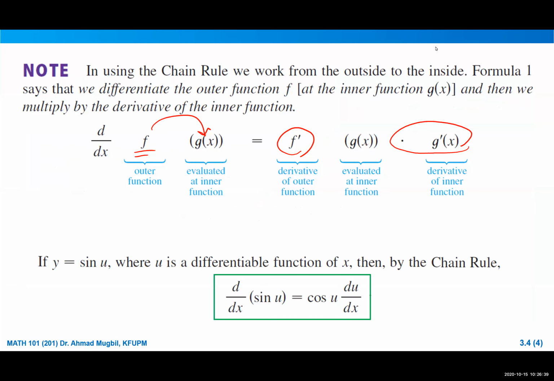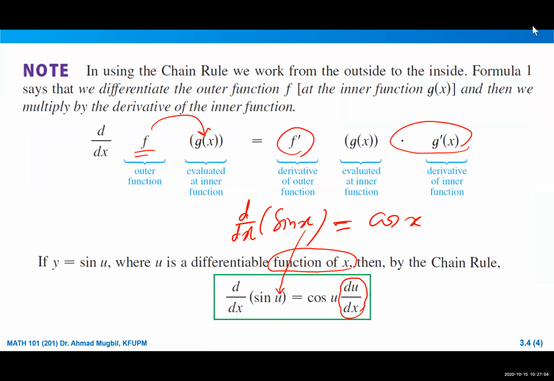I have done that with the previous section. Look at sine x. When you differentiate sine x with respect to x, it is cosine x. Now, if instead of x you have another function, a function of x, you just need to multiply by the derivative of that function.